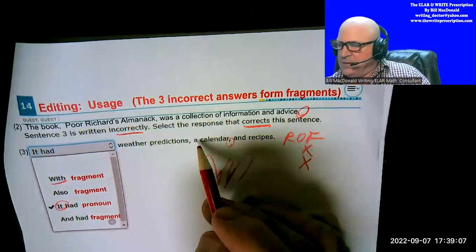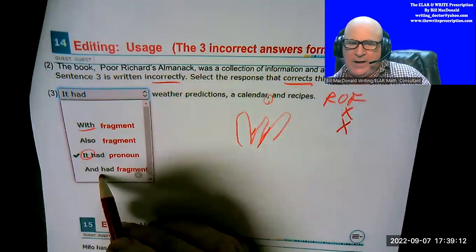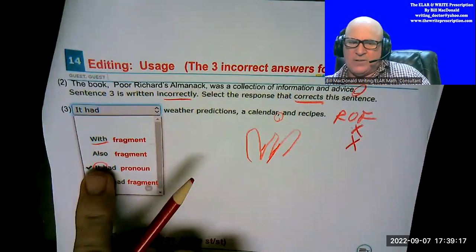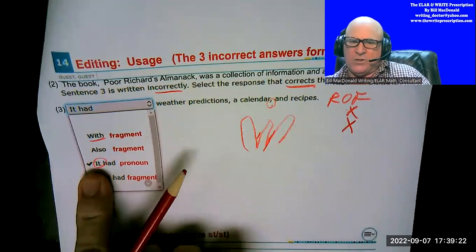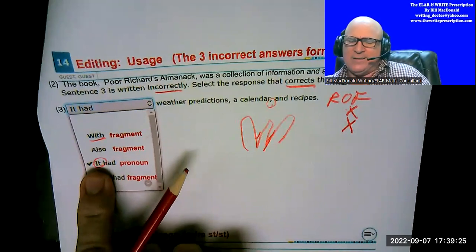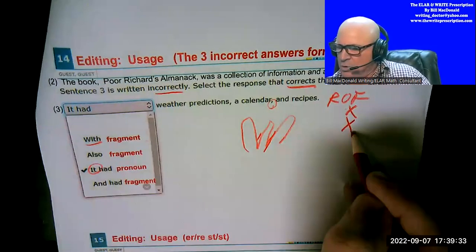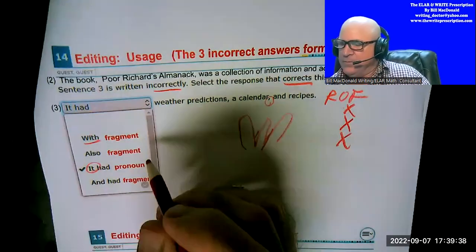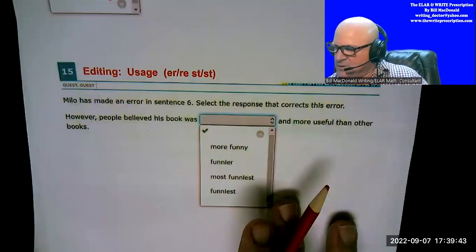So the last one says and had. Whenever you have and to start a sentence, it's fine as long as you do this little trick. Cover up the word and. If the rest of the sentence makes sense as an independent clause by itself, had weather predictions, a calendar, and recipes. Since that doesn't make sense, that's also a fragment. So because 3 of them are fragments and do not improve the sentence, we're going to go with the drop down it had, like we have right here. Last one. Make sure that I mark drop down yes.